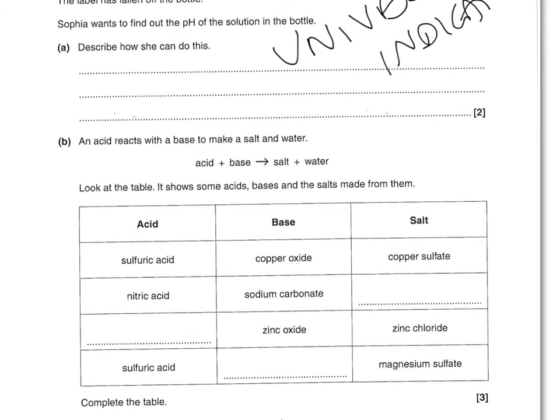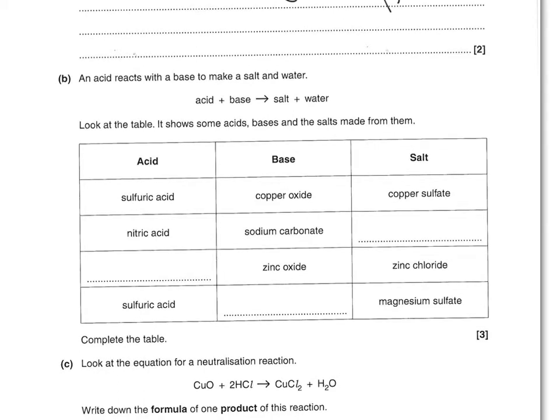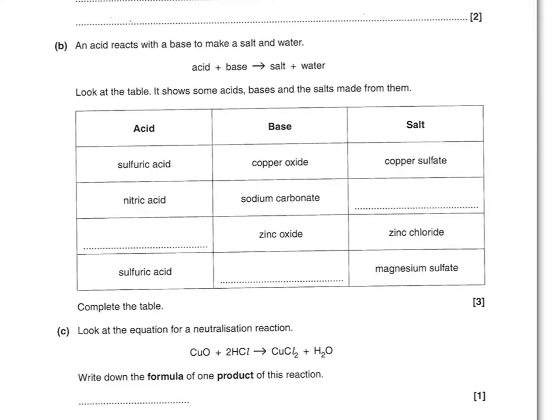An acid reacts with a base to make a salt and water. Look at the table, it shows some acids, bases, and the salts made from them. So it says complete the table. If you're reacting nitric acid with something, you make a nitrate, and you're going to make sodium nitrate in this case. So you take the first word of the base, and then you add the second word based on the acid, so sodium nitrate. Chlorides are made using hydrochloric acid.